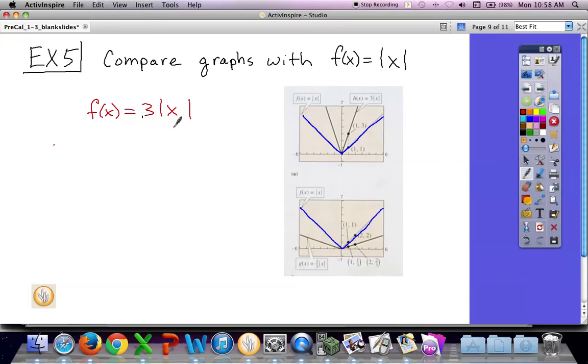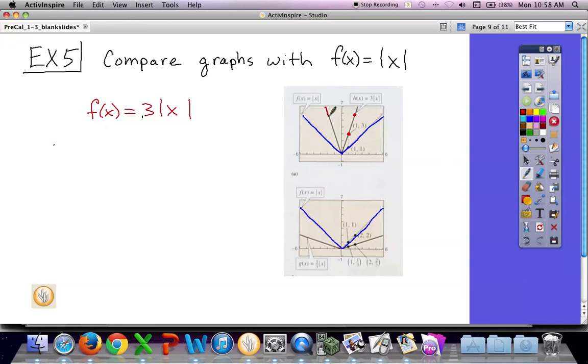But what happens if I plug in x equals 1 here? The y value will be 3, because the absolute value of 1 is 1, times 3 is 3. So that point now is going to be up here. What would happen if I plugged in x equals 2? The y value would be 6, so it's all the way up to 6.